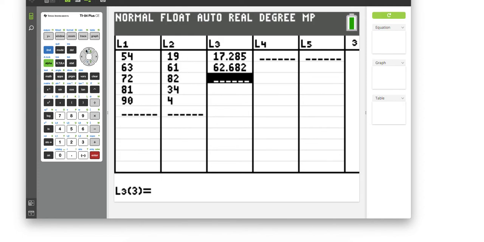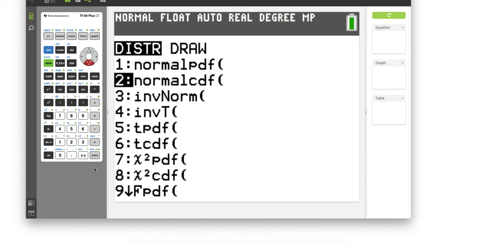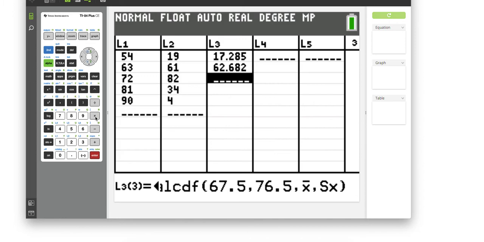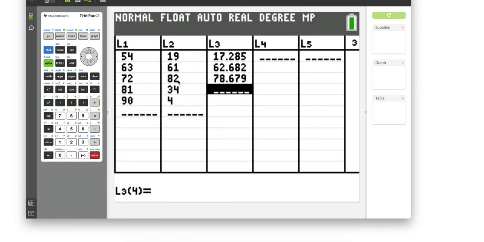So it's actually pretty close. It looks like we are a normal distribution. We'll go ahead and finish the problem though. 67.5 here, 76.5. Go down to paste. Hit enter. Times 200. Hit enter. 78, again, pretty close. Got 2 more to do.